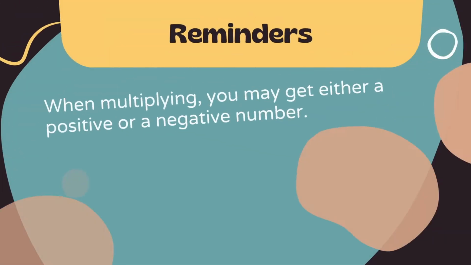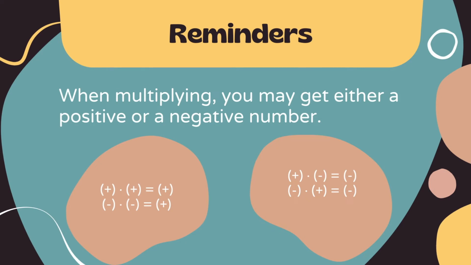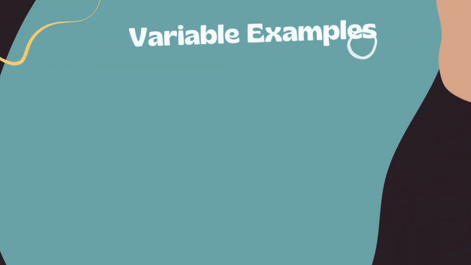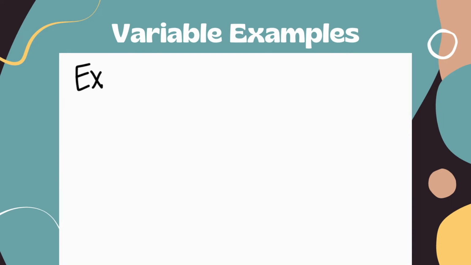Before we take a look at our next example, let's review some multiplication rules. So when you multiply, you either get a positive or a negative number. Multiplying 2 positives or 2 negatives results in a positive outcome. Multiplying a positive and a negative will get you a negative number. So keep that in mind as we look at our examples distributing a variable. So a variable is just a letter, and we still multiply the same way. We're just going to have letters in our answers, and that's okay at this point in our algebra.